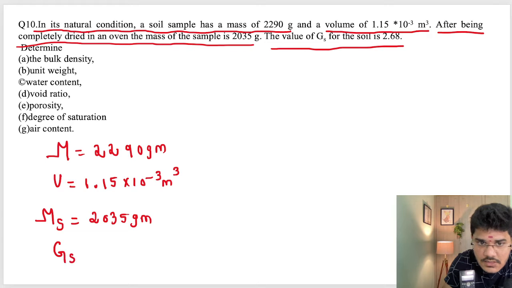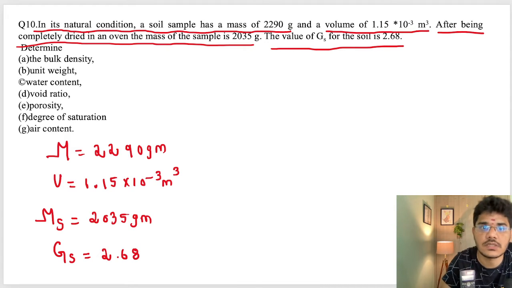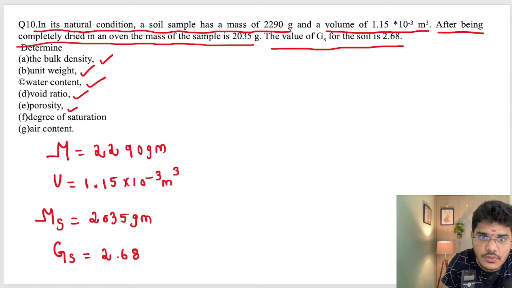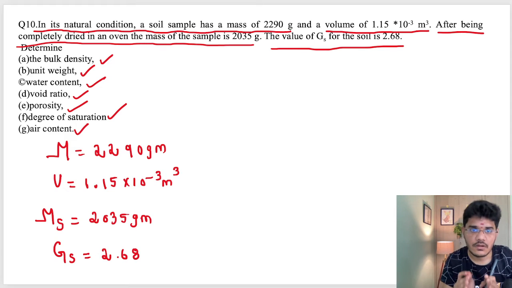So GS is equal to 2.68. What has been asked in the problem? Bulk density we have to calculate, unit weight we have to calculate, water content, void ratio, porosity, degree of saturation, air content. So as we have written the given data, we'll solve each and every term individually.